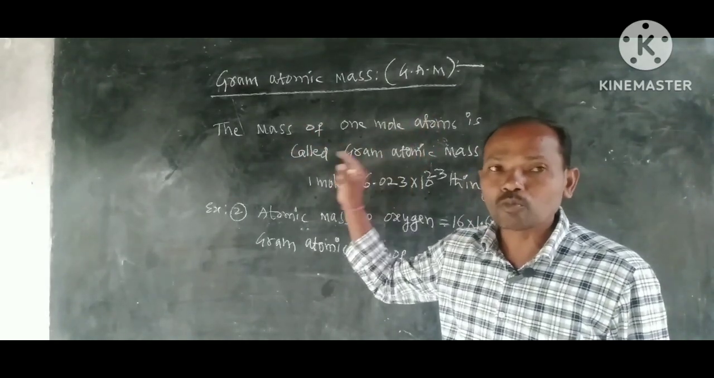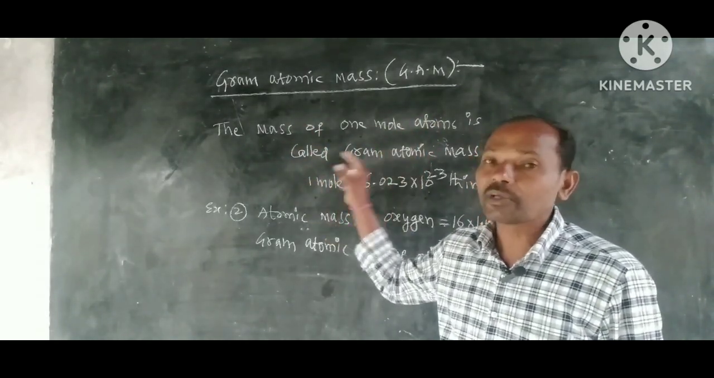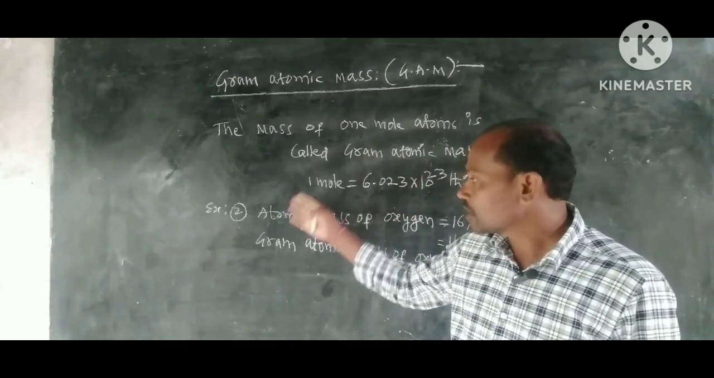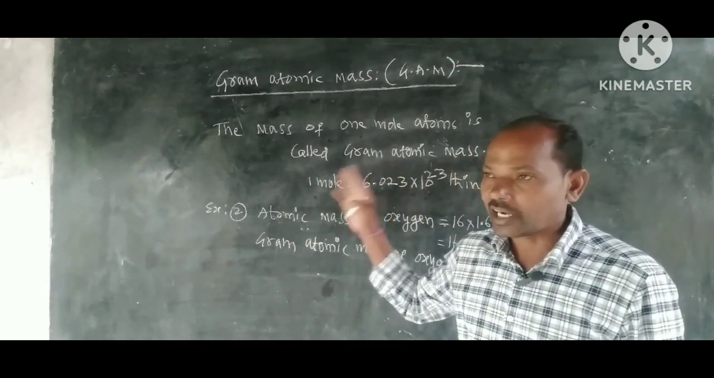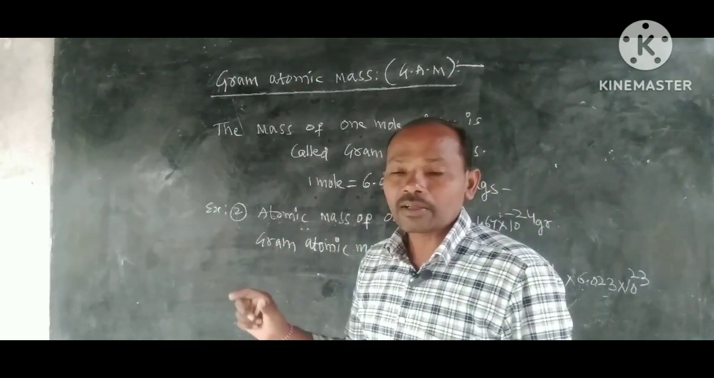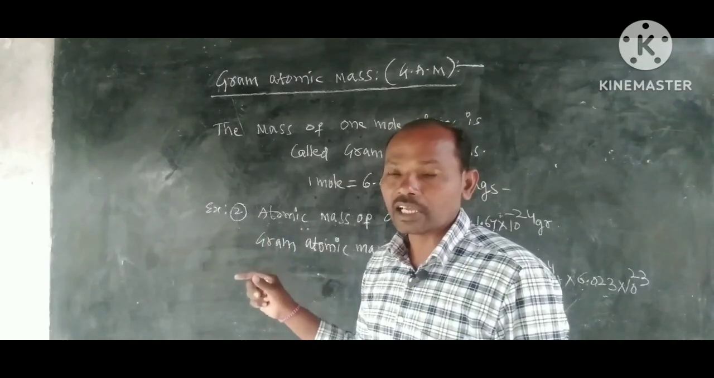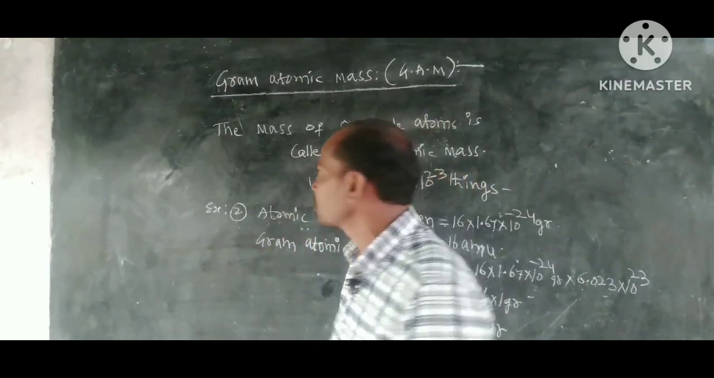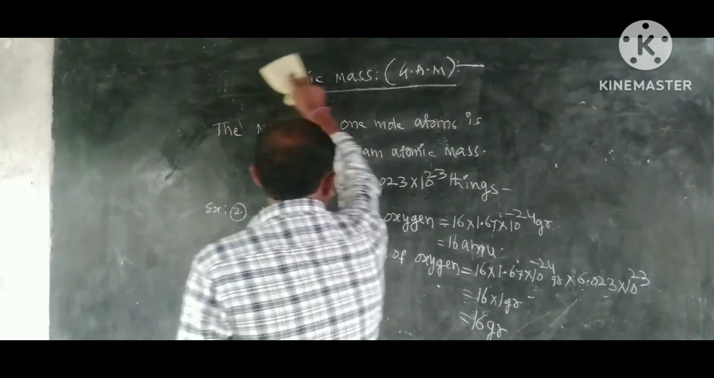The mass of 1 mole of atoms, that is called gram atomic mass. So these are some examples. Next, what is the molecular mass and gram molecular mass? What is the molecular mass?